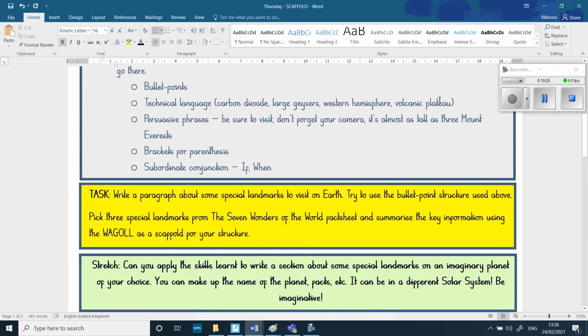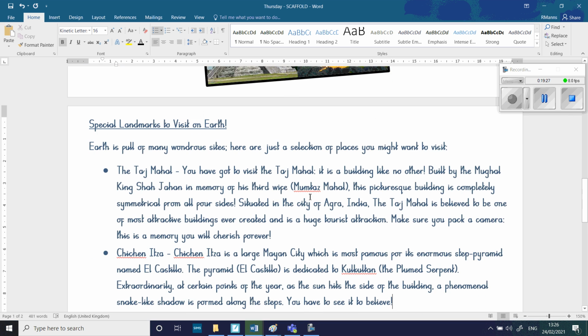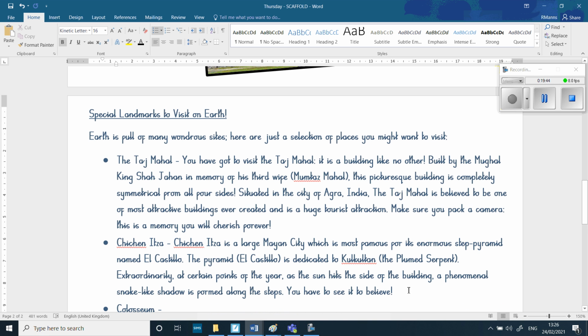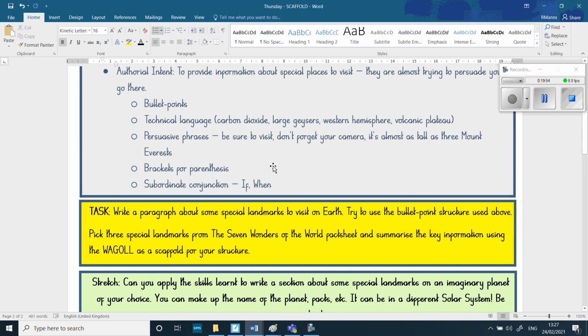Have I used technical language? I've used language specific to the piece, so I have used technical language by talking about Chichen Itza, say it's the Mayan city, say it's an enormous step pyramid. That's language that's specific to the feature. Persuasive phrases, I did try and include some of those because I've done them here. Like, you have to see it to believe it. Make sure you pack a camera. This is a memory you will cherish forever. It's a good way to finish the little summary of the place, a little persuasive phrase.